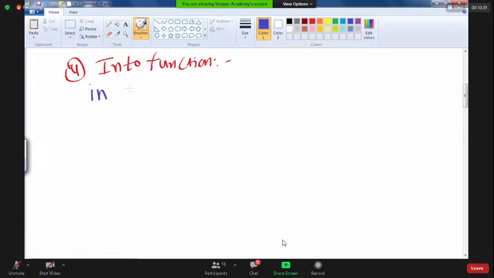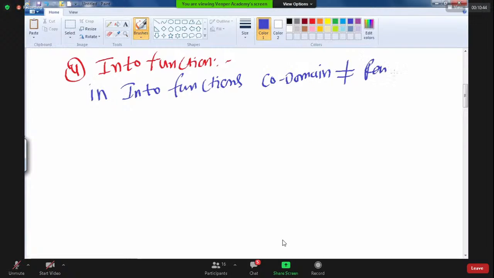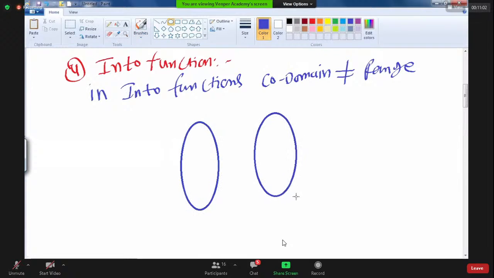In into function, codomain will not be equal to range. In onto function, codomain and range will be equal. In into function, codomain and range will not be equal. As simple as that. If range will not be equal to codomain, what does it clearly say? Some element of B will not have any pair with the elements of A, and that will be left alone.